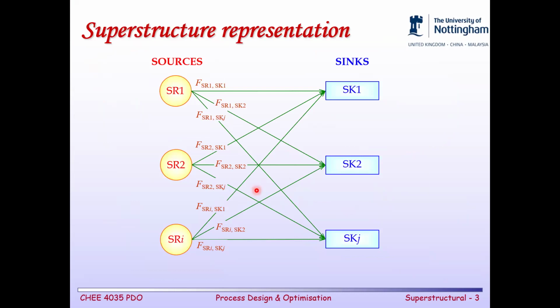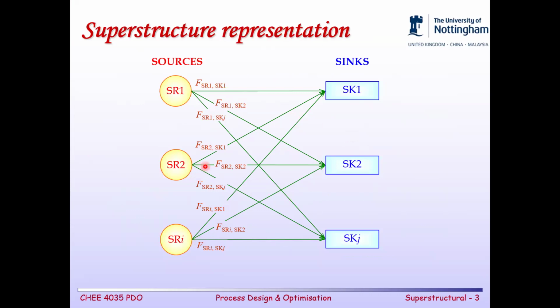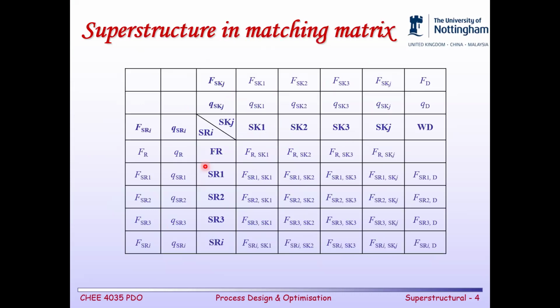I've shown this before in the previous lecture, which is the superstructure representation of sources and sinks. So sources would be the wastewater that we will reuse or recycle. Those are the sources, and the sinks are the processes that need water. We designate the sources by SR and the sinks by SK for this lecture, just like before. And this is the graphical representation of that. In tabular form, it would look like this.